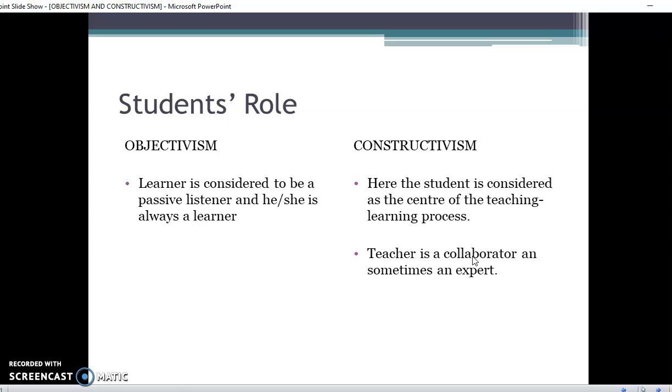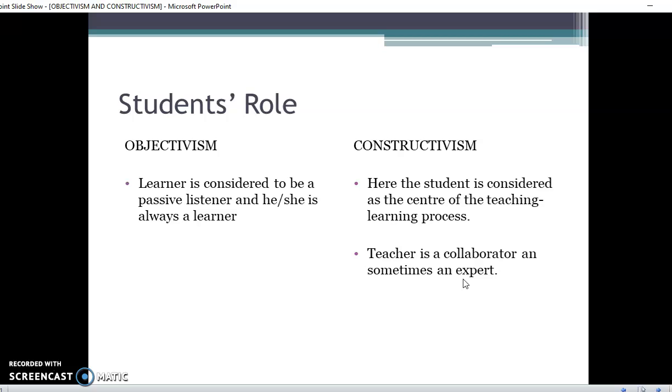If you are going with the constructivist approach as your approach of teaching and learning, then you are dependent on the children's contribution to your lecture. So in a way you collaborate with the students so that it makes your classroom more interactive, and sometimes an expert.